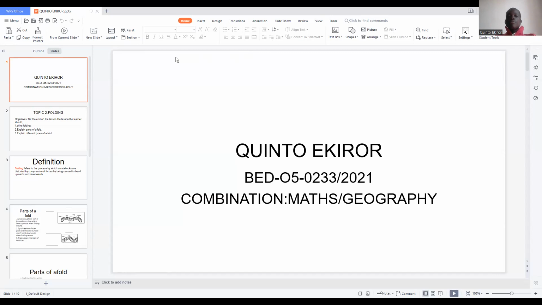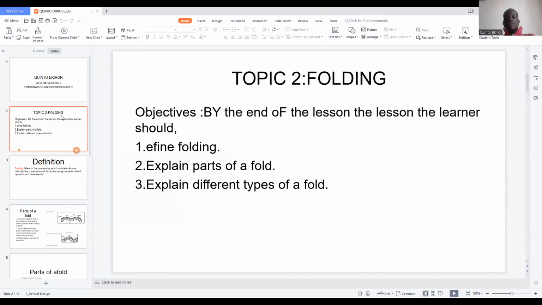Today, I'm going to introduce to you our second topic, which is folding. Before we proceed, these are some of our objectives you need to achieve at the end of this lesson. Number one is to define folding. Number two, you should be able to explain parts of a fold. And number three, be in a position to explain different types of a fold.